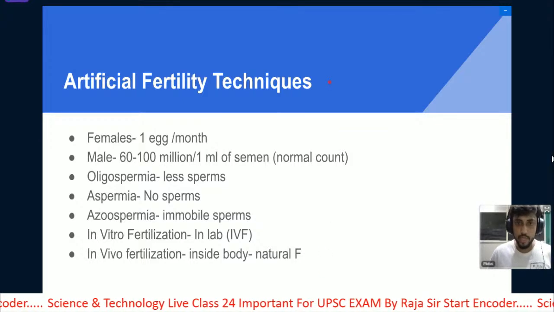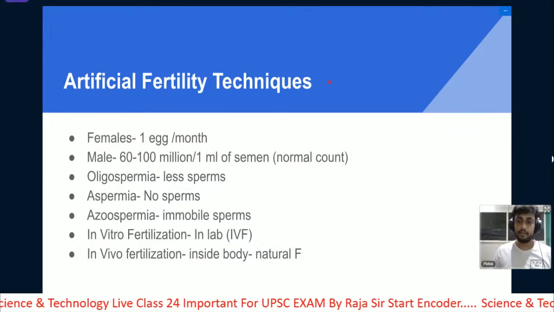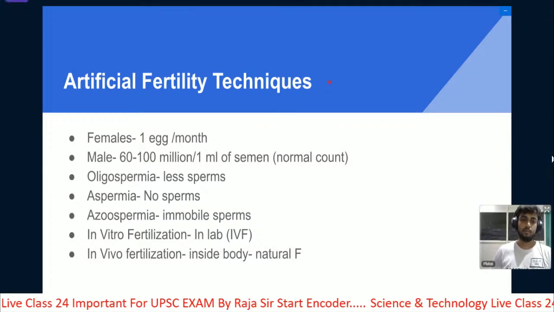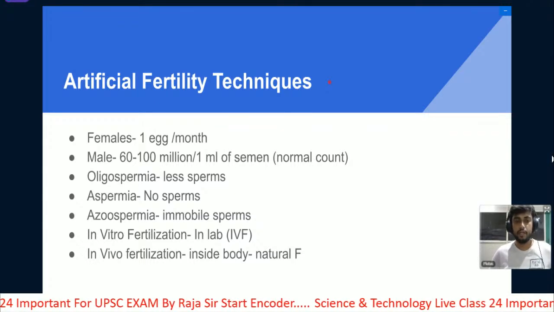Now we are moving to the artificial fertility techniques. Artificial fertility techniques.